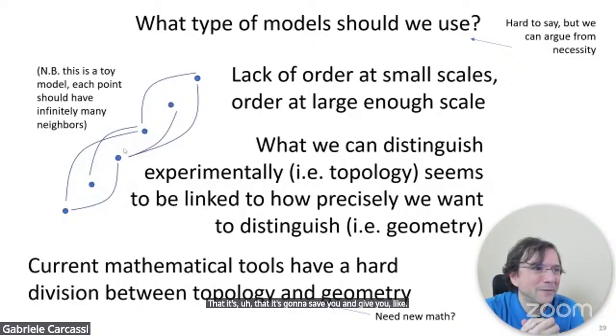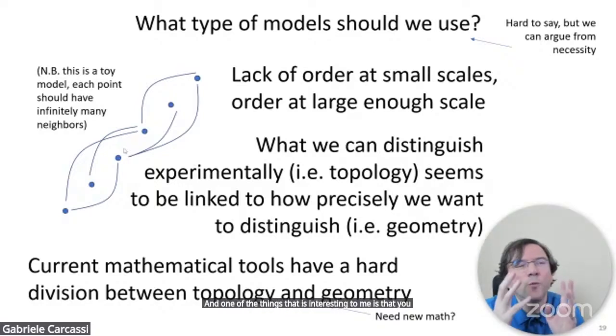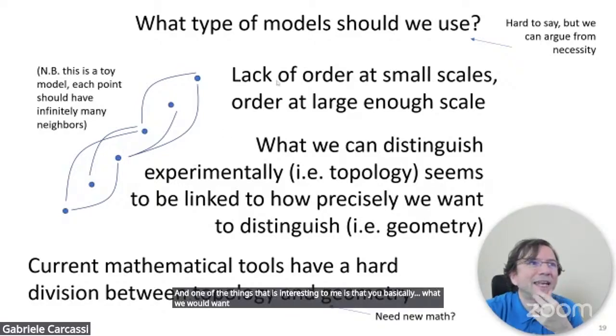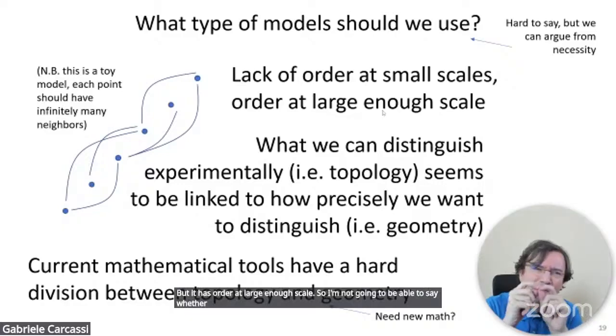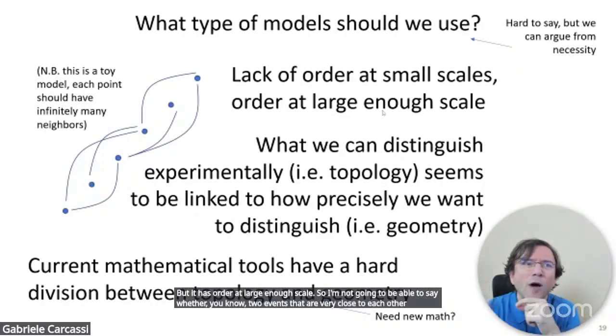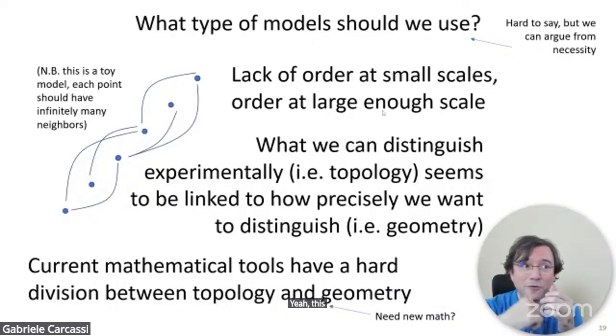So you're not going to have a linear order that is going to save you and give you some nice quality. And one of the things that is interesting to me is what we would want is something that does not have order at small scale, but has order at large enough scale. So I'm not going to be able to say whether, of two events that are very close to each other, one is before the other. But if they are very far from each other, I should be able to say, yeah, this one is before the other.